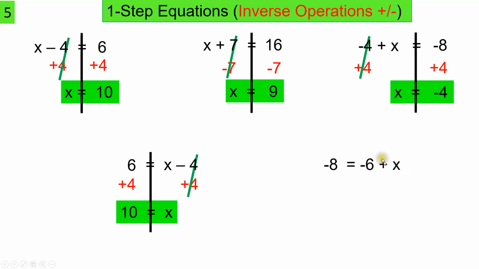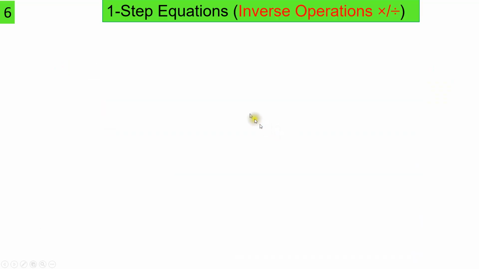All right, next. X is on the right side. That's okay. Want him by himself, so I got to get rid of this guy that's bugging him. Okay, lonely guy, you got to go. All right, so a minus 6 becomes a plus 6. They cancel or become 0, and then negative 8 plus 6 is negative 2. Yay. Okay. All right.